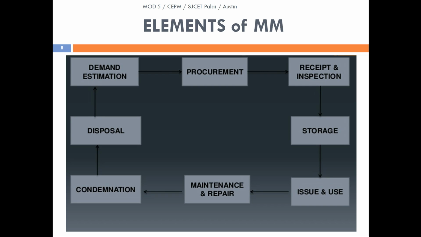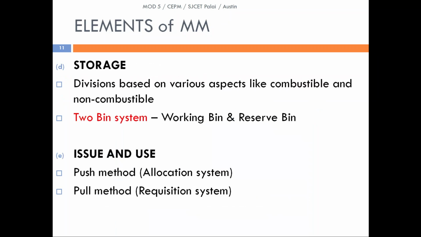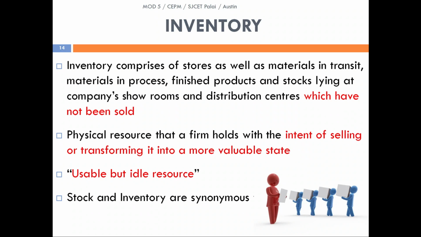So these are the major elements of material management, starting from selection and demand estimation, procurement, receipt and inspection, storage, issue and use, maintenance and repair, condemnation, disposal, and again it goes to demand estimation. This process starts over once again from the pre-procurement stage, like selection and demand estimation.